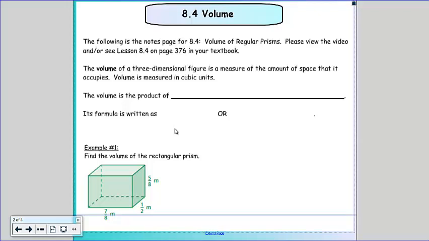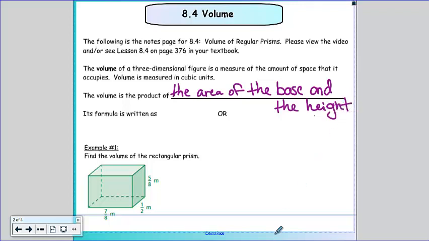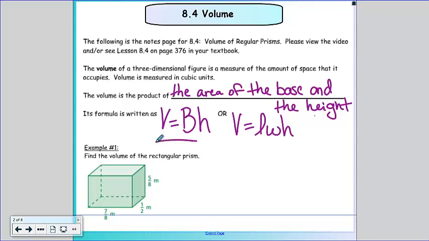The volume is the product of the area of the base and the height. The formula can be written algebraically as volume equals area of the base times the height, or volume equals length times width times height. Now this first formula can be used for any prism. That includes triangular prisms, rectangular prisms. The second formula is used only for rectangular prisms.